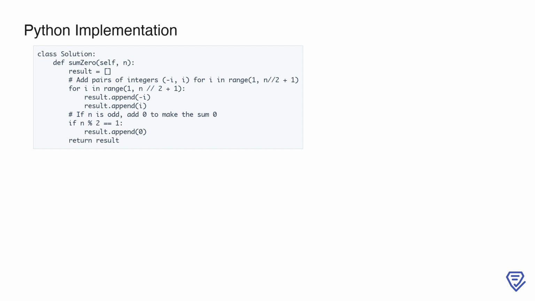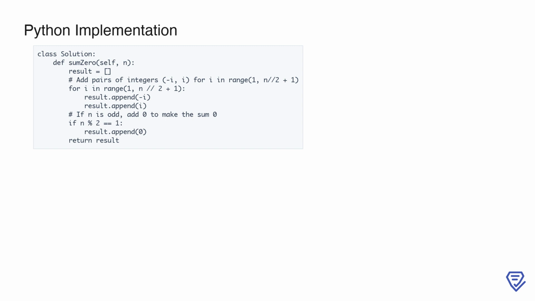Example walkthrough. For n equals 5, the loop adds -1, 1, and -2, 2 to the list. Since n is odd, 0 is appended, resulting in -1, 1, -2, 2, 0. For n equals 4, the loop adds -1, 1, and -2, 2 to the list. Since n is even, no extra element is added, resulting in -1, 1, -2, 2.